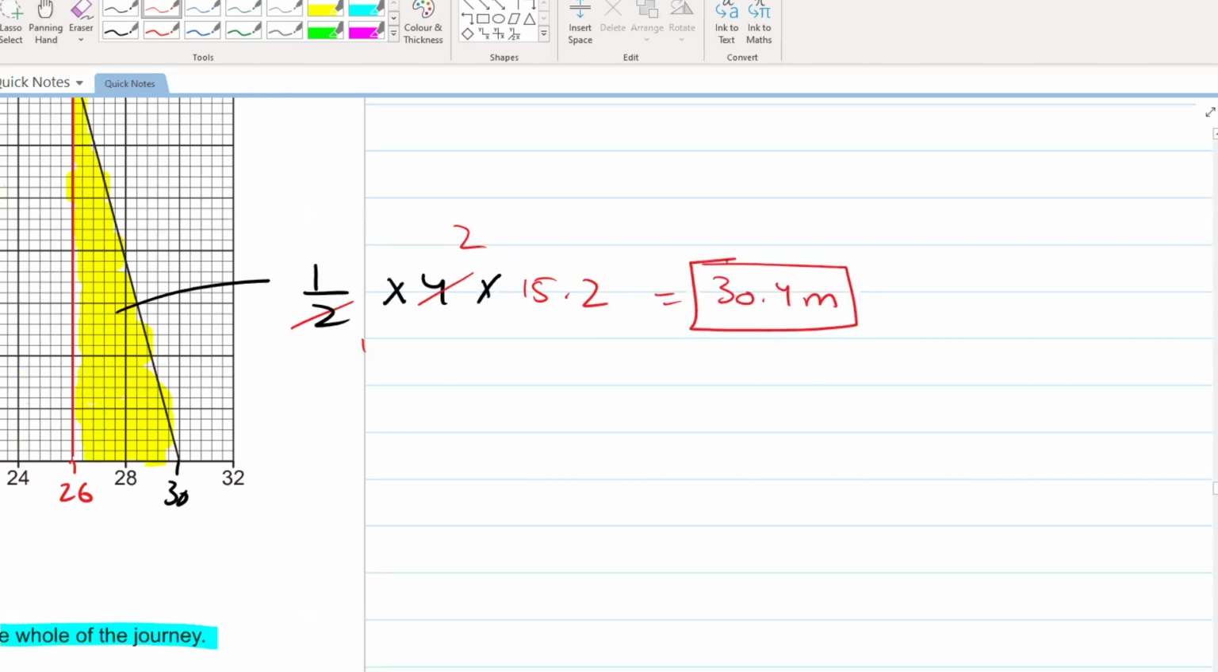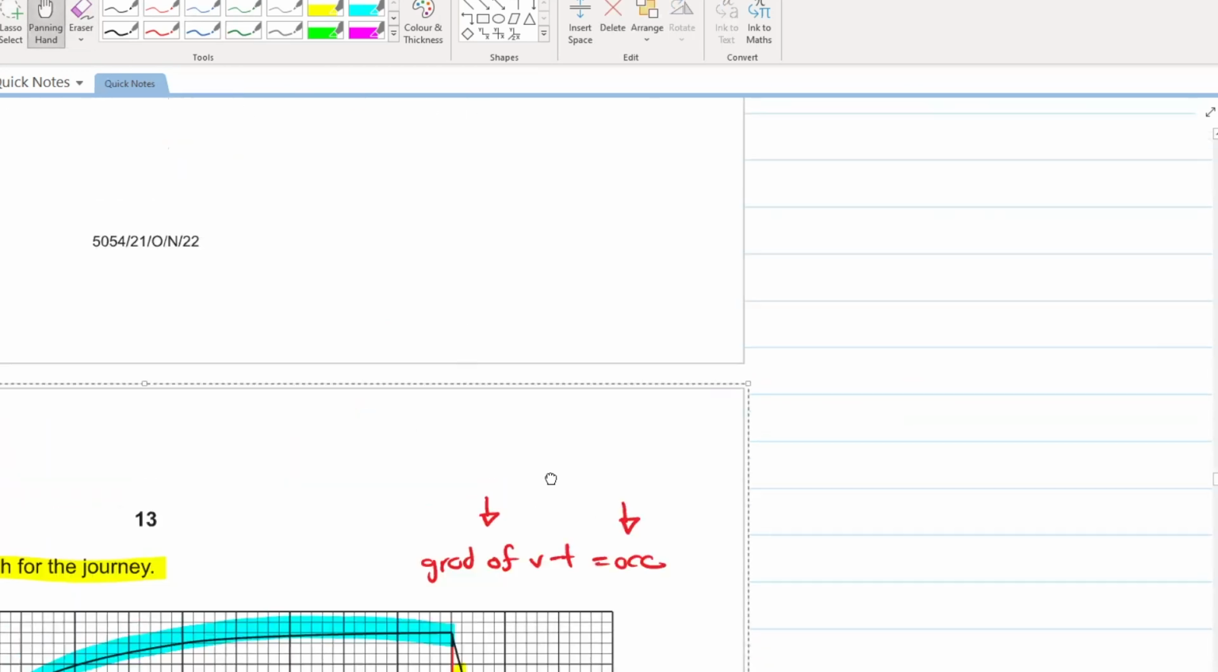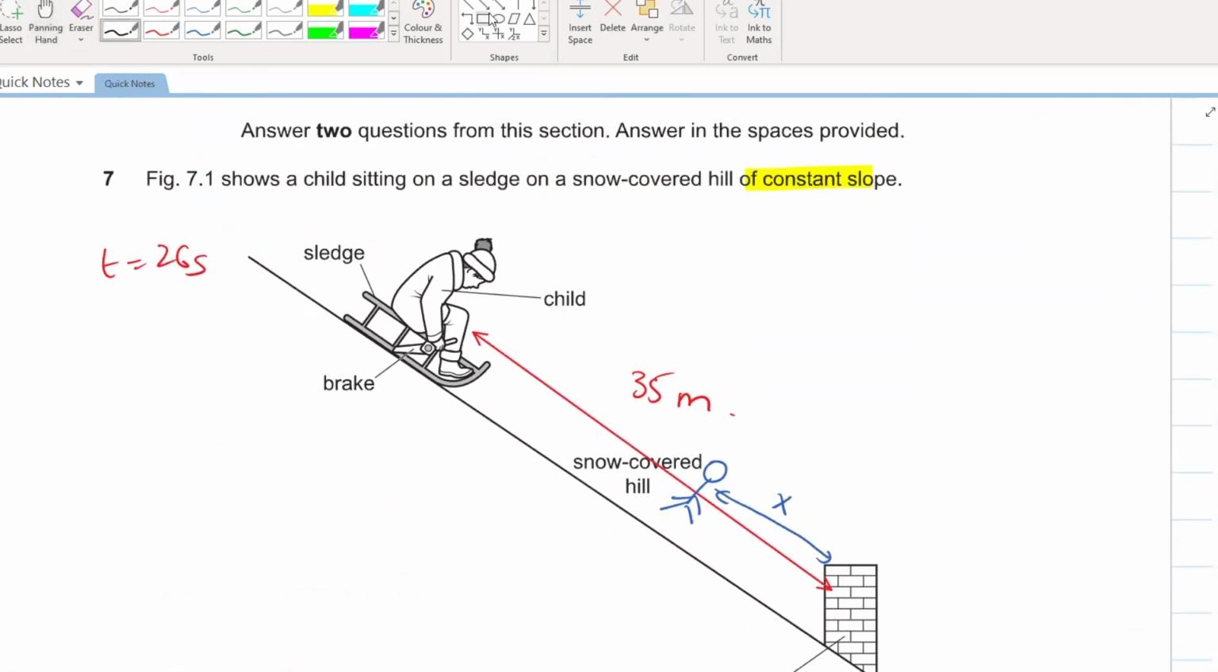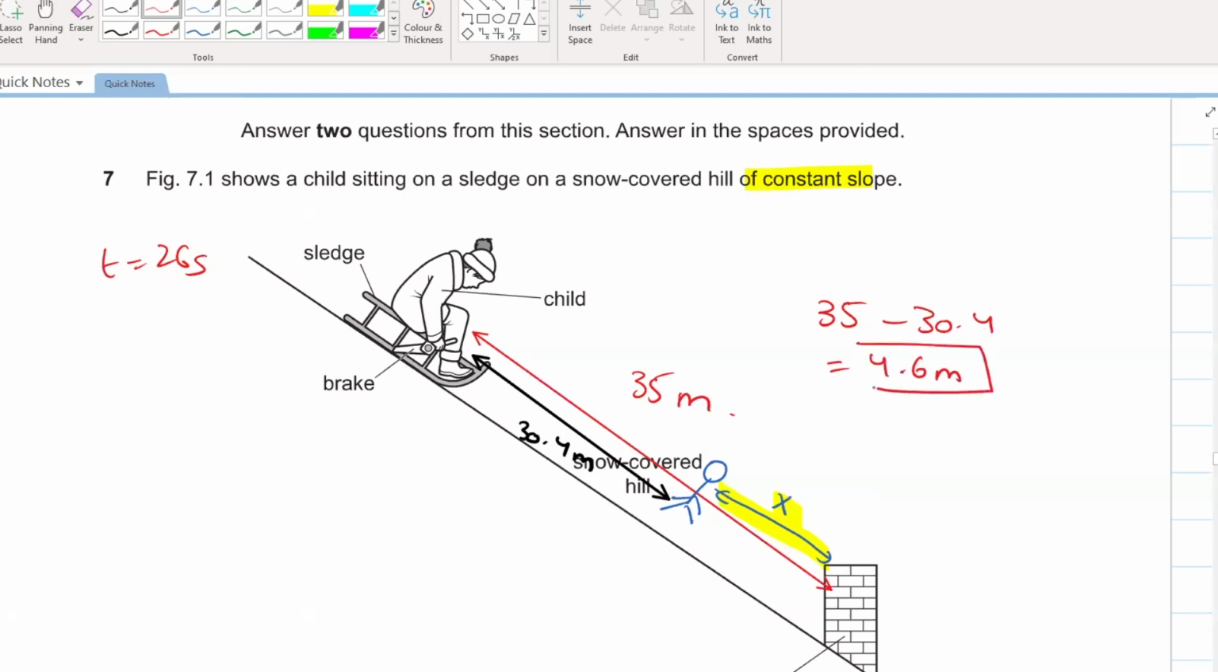So basically, after 26 seconds, बेटा sledge कितना distance travel कर रही है? After 26 seconds, the sledge is traveling a distance of 30.4 meters. What will be this remaining distance x? Very, very easy to calculate. 35 minus 30.4. This comes out to be 4.6 meters. Simple as that. Nothing complicated here.